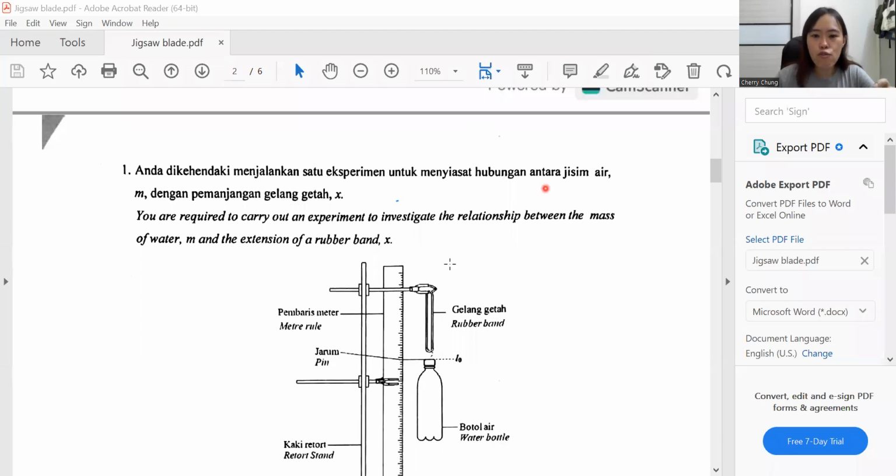Okay, to state the relationship between the mass of the water and the extension of the rubber band. The ones that I highlighted here are what we call the variables.